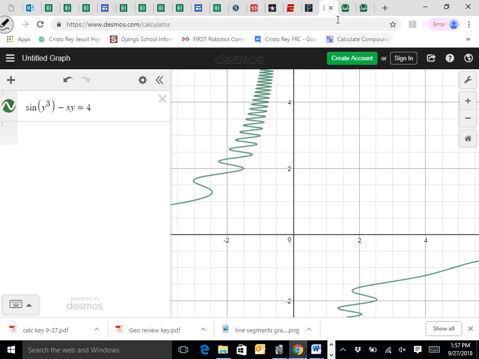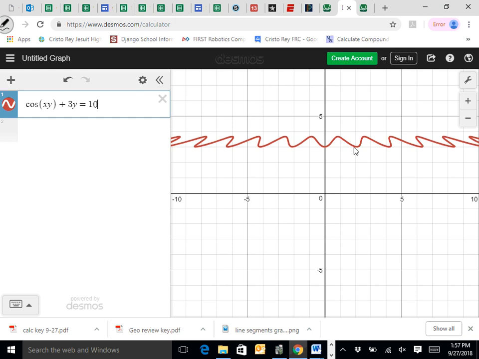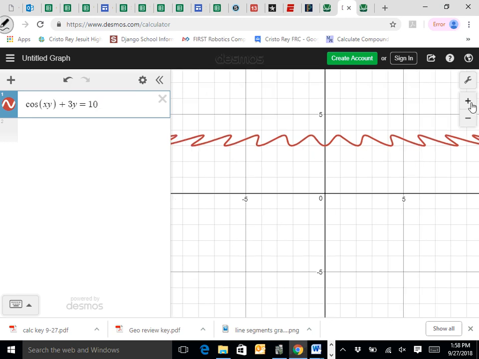So here's our graph of cosine of xy plus 3y equals 10. Here's the point 0, 3 right here. Does that look like a horizontal tangent line? A slope of 0 with the tangent line? Well, it sure does to me. So the picture here kind of matches up with it.